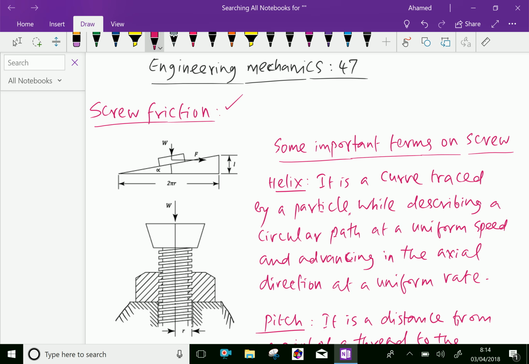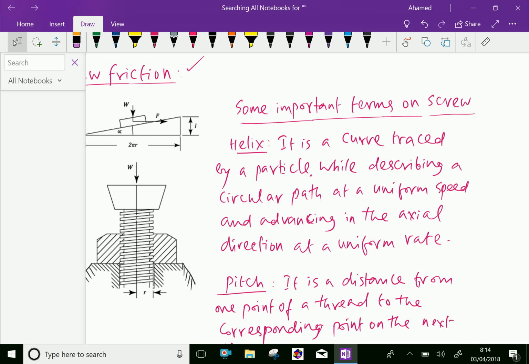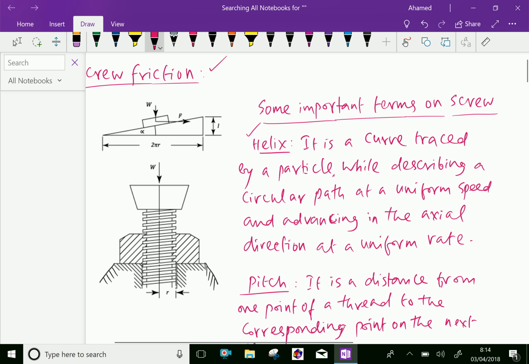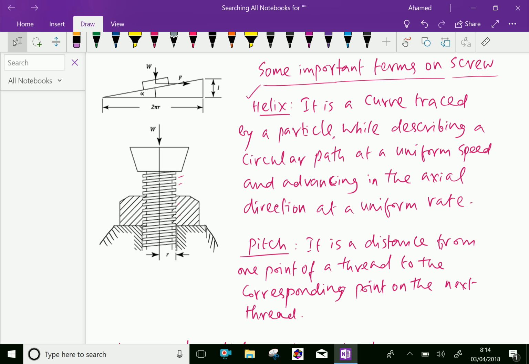The following terms are important for the study of screws. Now, some important terms on screw we'll discuss. Helix: it is a curve traced by a particle while describing a circular path at a uniform speed and advancing in the axial direction at a uniform rate. Look at this figure. Here, these are screw threads. And it is used to lift the load by turning the rod or nut by using a spanner, something like that.